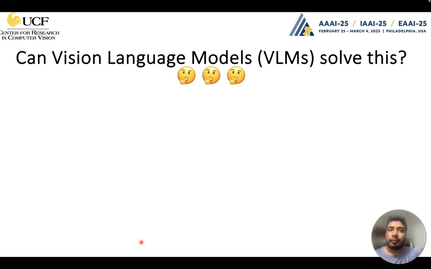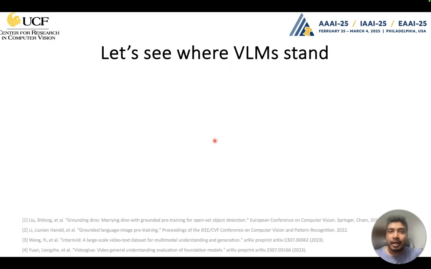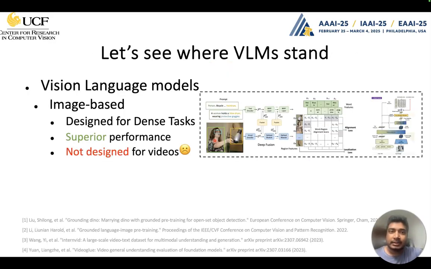So now the major question that arises is, can visual language models, which have been on the rise since the past few years, solve this problem already? It's just action recognition and detection at the end. So let's see where VLMs stand.